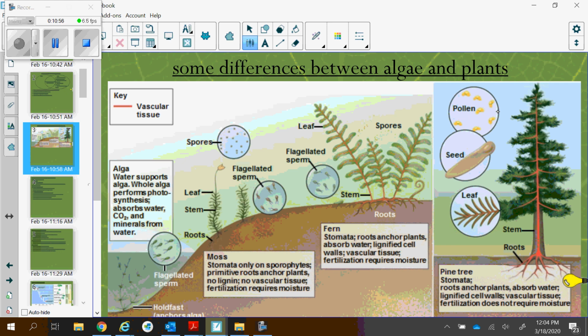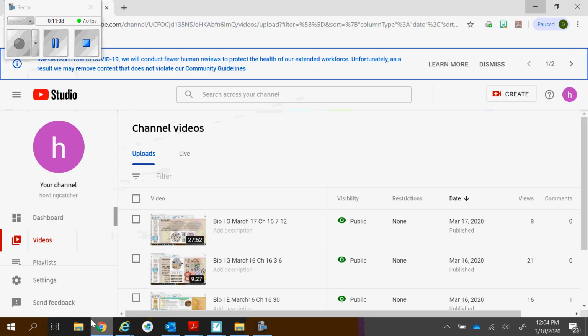Okay, so I'm going to leave it there. Looks like I didn't talk about stomata either. Those are the actual pores on the underside of leaves that allow for gas exchange. So when we talk about photosynthesis, let's pull this up.